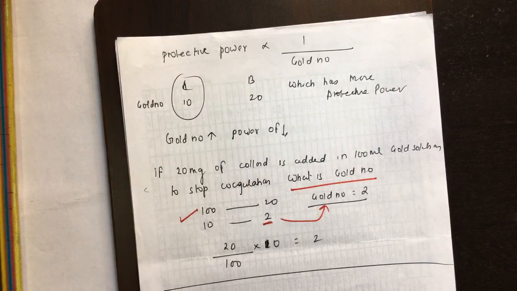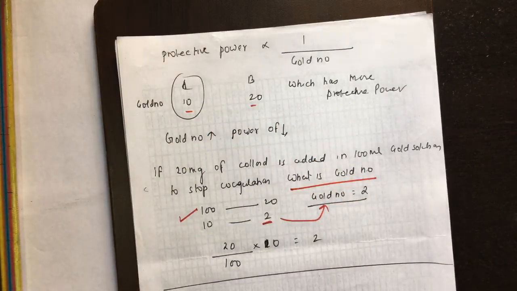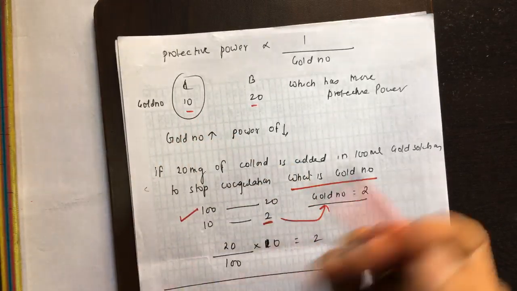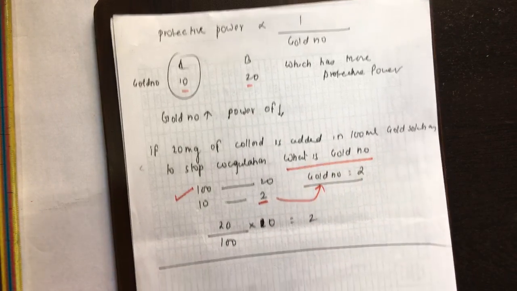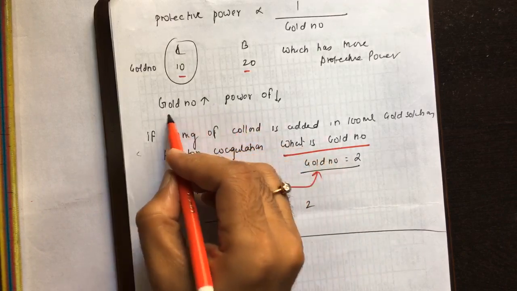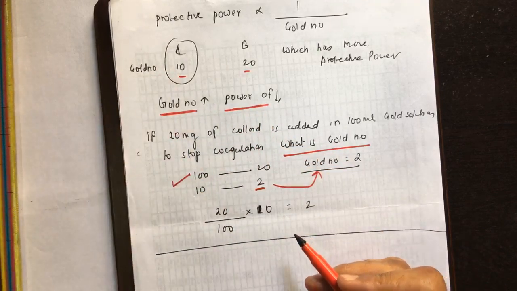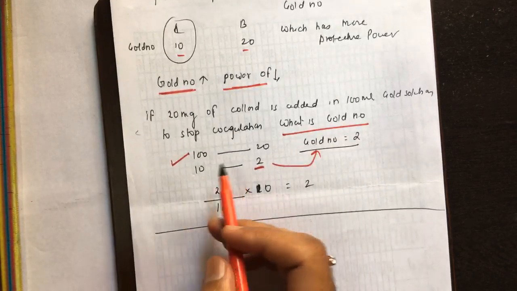For example, we have two colloids, A and B, with gold numbers 10 and 20. Now which has more protective power? The one with 10 can prevent the coagulation, so this has more protective power. As the gold number increases, protective power decreases. So lesser the gold number, more the protective power. That is what I have told you.